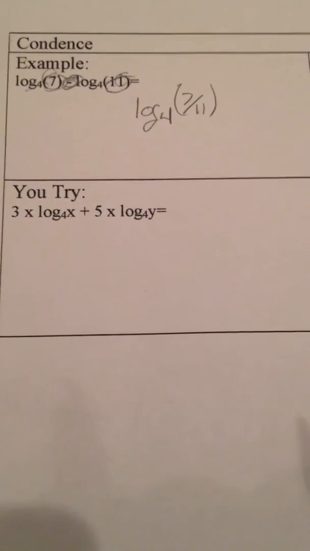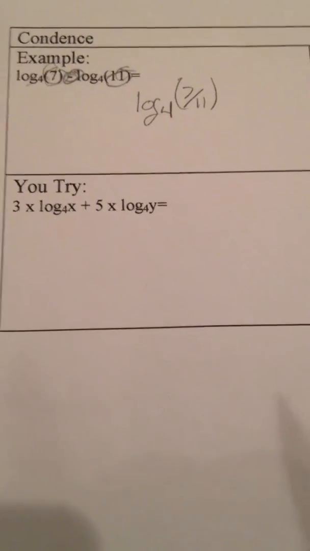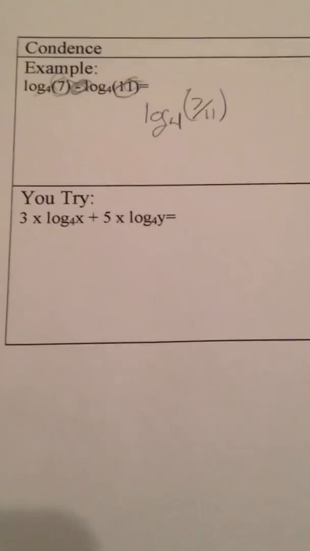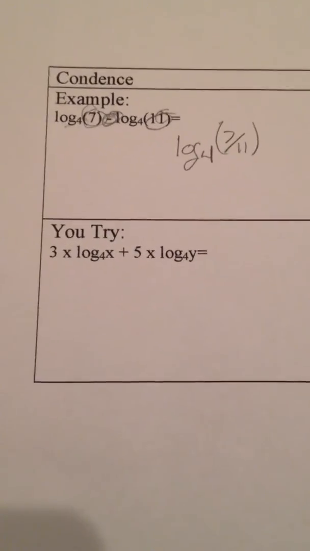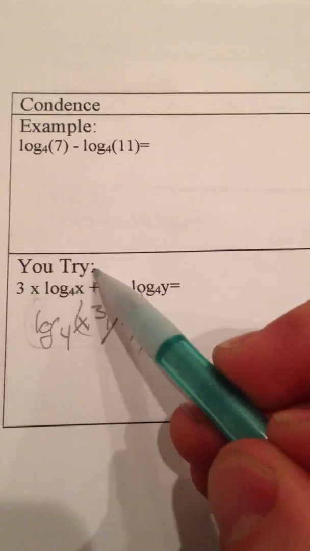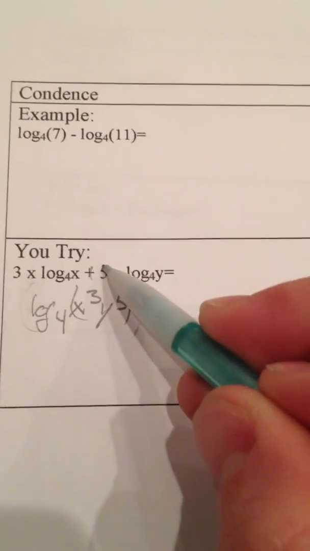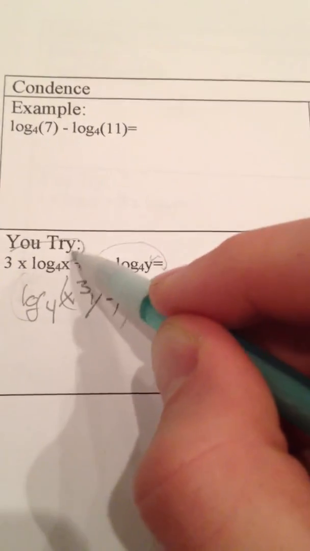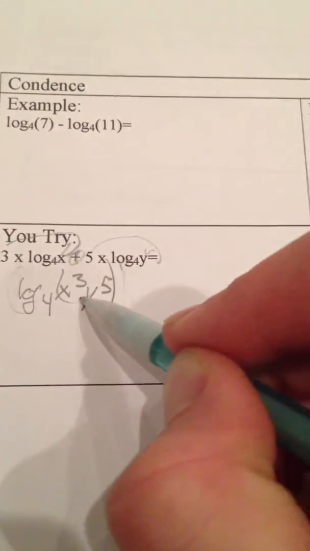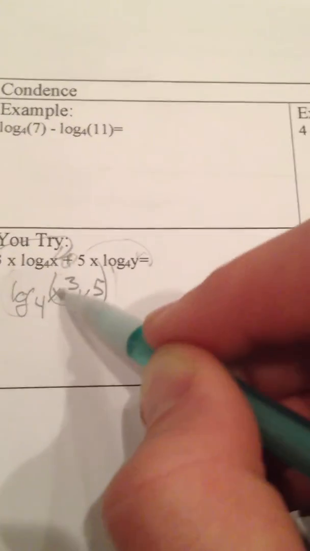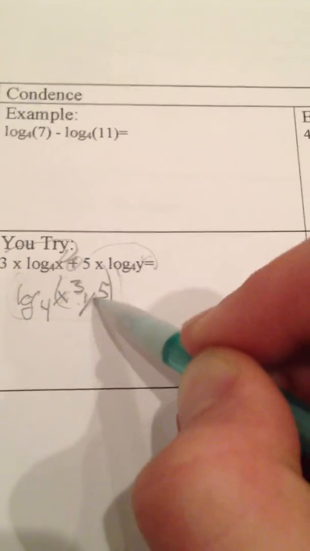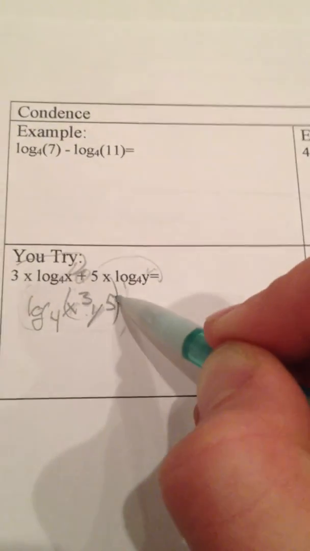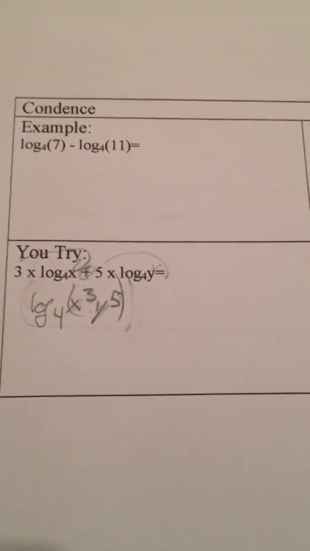Here is the last example for you to try on your own, and that'll be it. And there is the answer to that. We're going to have the 3 come up here, the 5 come to the exponent of the y, 3 come to the exponent of the x, then this plus means they're multiplied, log base 4 of x to the 3rd y to the 5th. And that is all.